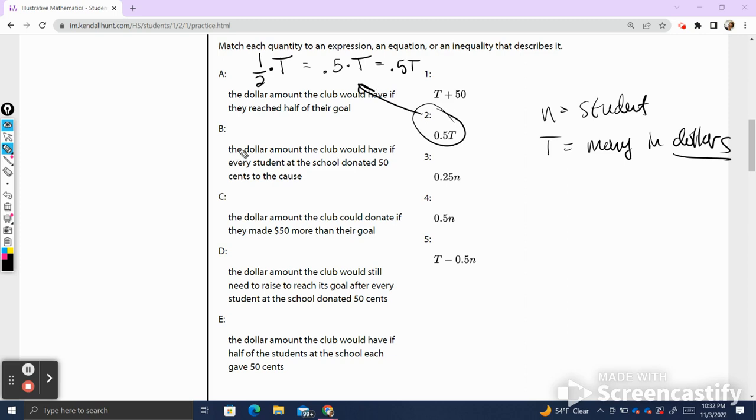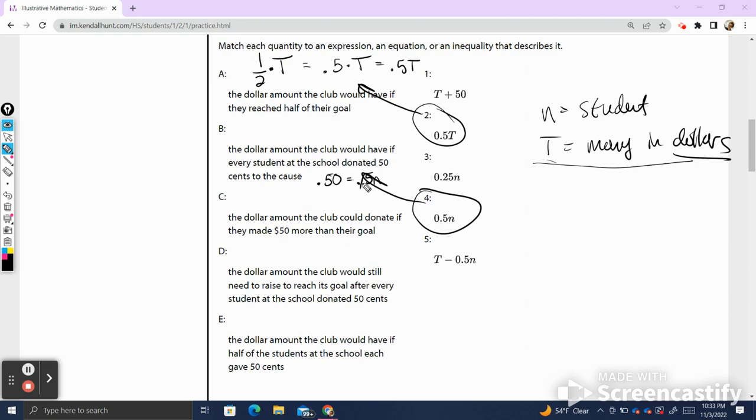Let's keep going. B says the dollar amount the club would have if every student at the school donated 50 cents to the school. We are raising our money in dollars, so I first noticed that 50 cents is 1/2 a dollar. I'm going to write that as 0.50, which is the same thing as 0.5 because the zeros at the end of a decimal don't need to be written. Then I see it's the dollar amount the club would have of every student. So it's going to be 0.5 per student, and N represents our number of students, which gets us 0.5N. We found our second answer.